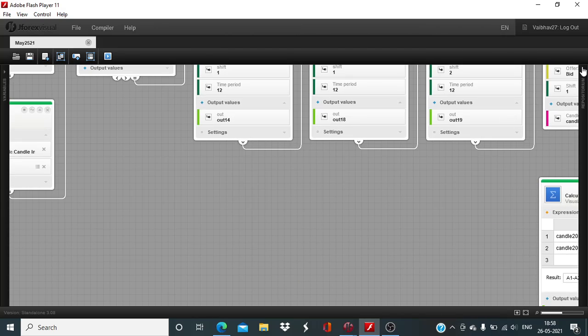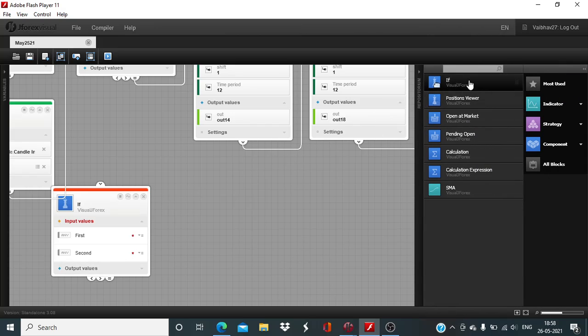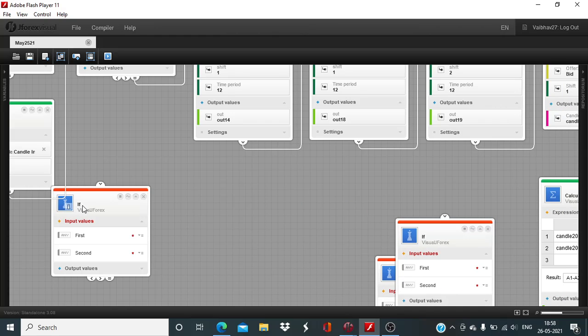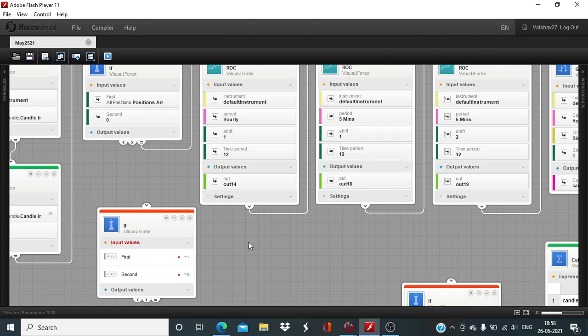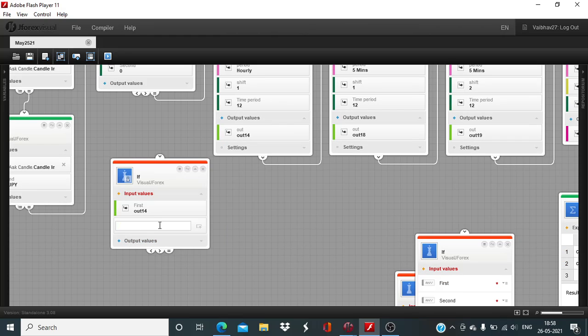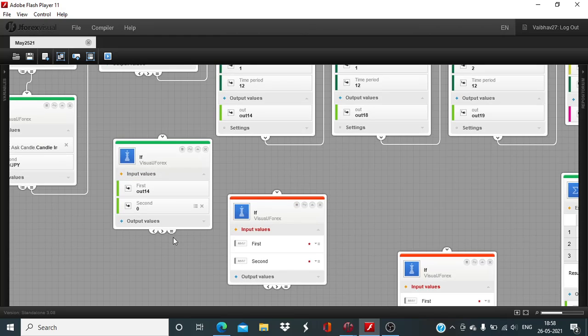Now let us start defining the conditions using the if blocks. We want last hour's ROC value to be in between 0 and 0.2. First input greater than second input, and it should be less than 0.2.